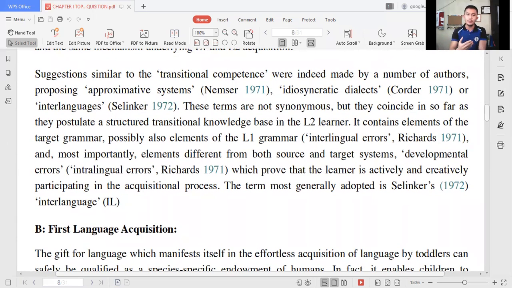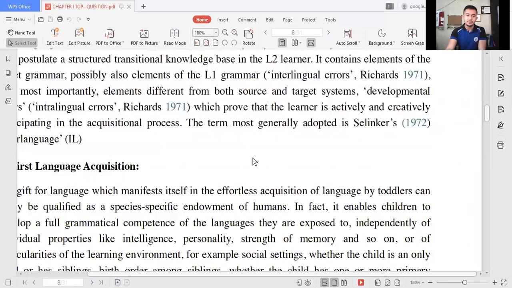Also supported by Richards in 1971, which further proves that the learner is actively and creatively participating in the acquisitional process. Again, the intralingual errors prove that the learners are actively and creatively participating in the acquisitional process. The term most generally adopted, by Selinker in 1972, is what we call interlanguage.